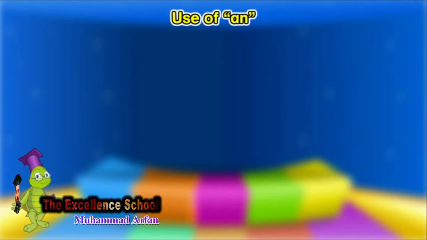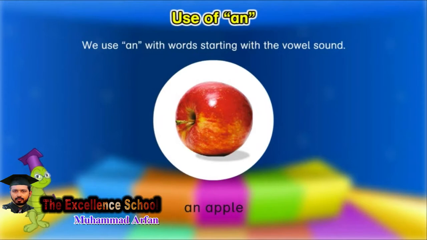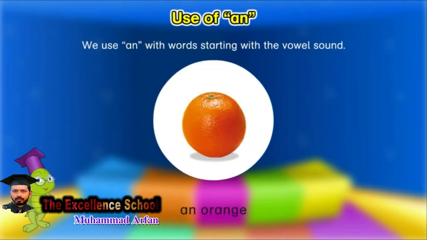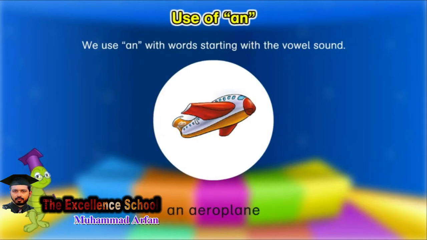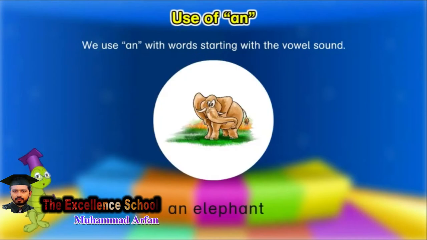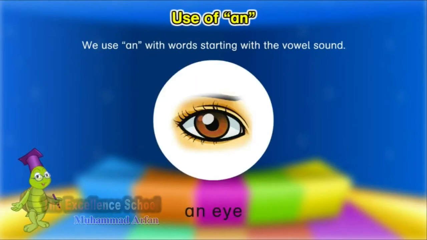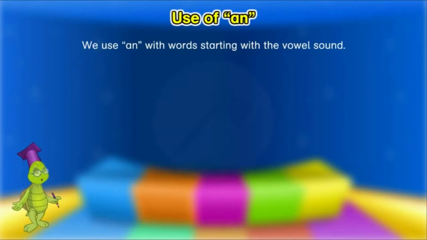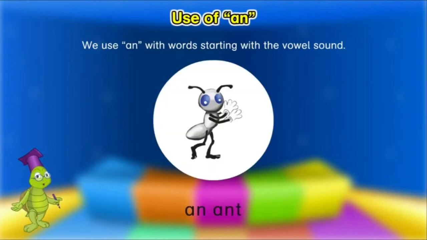Use of an. We use an with words starting with a vowel sound. An apple, an orange, an aeroplane, an umbrella, an elephant, an egg, an eye, an axe, an aunt.